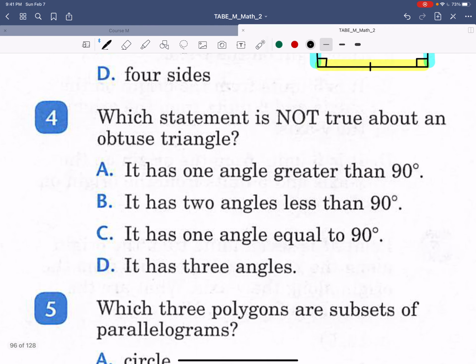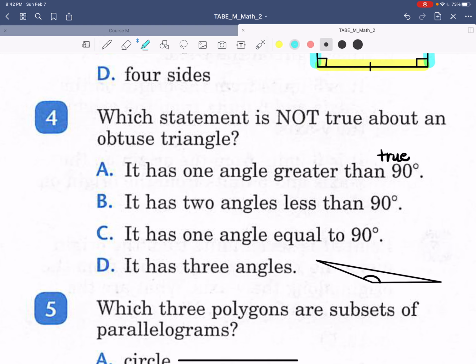Number 4. Which statement is not true about an obtuse triangle? Well, let's draw ourselves an obtuse triangle. You need that obtuse angle. And then there's the third side. It's one of those long, skinny triangles. It has one angle greater than 90. That's true. If it's obtuse, it has to have greater than 90. It has 2 angles less than 90. That's true.